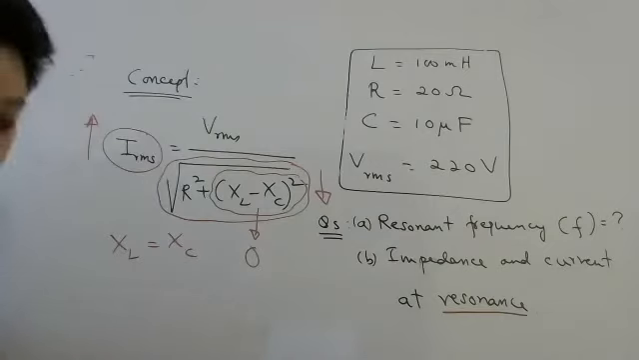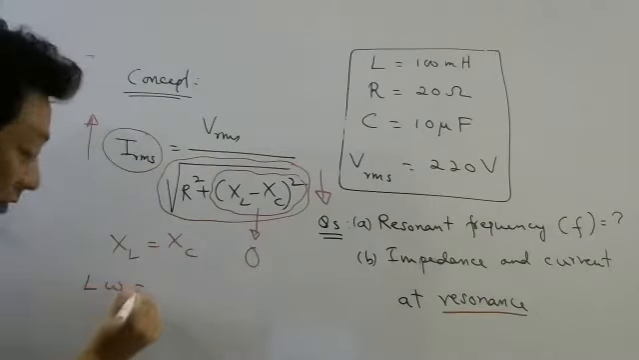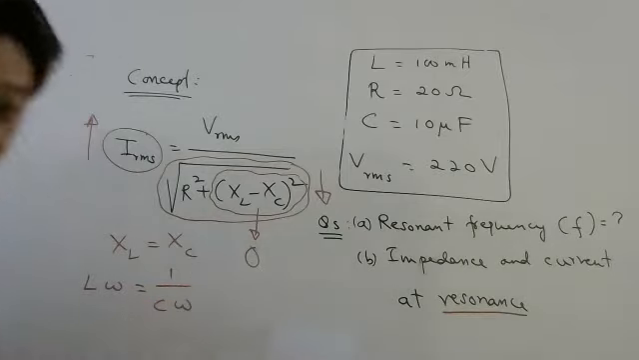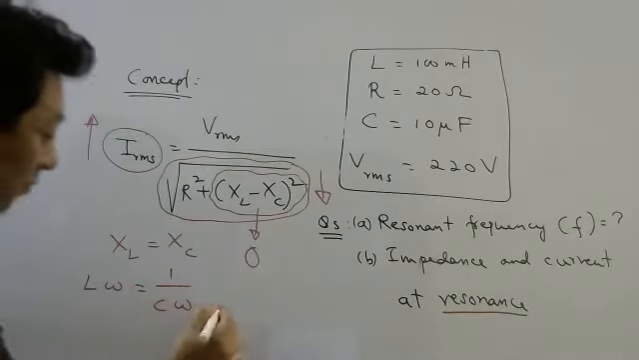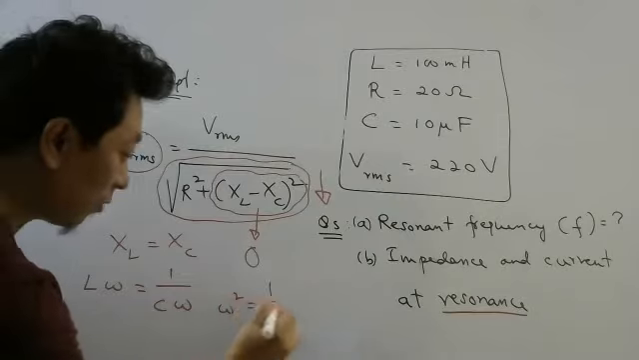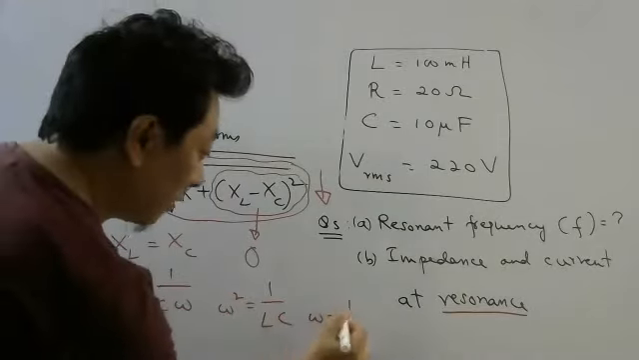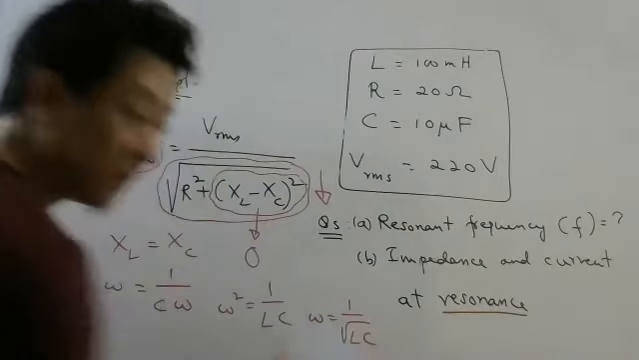What is the formula for XL? L omega. What is the formula for XC? 1 by C omega. Right? Now you cross multiply. Omega square will be 1 by LC. Then omega will be 1 by root over LC.